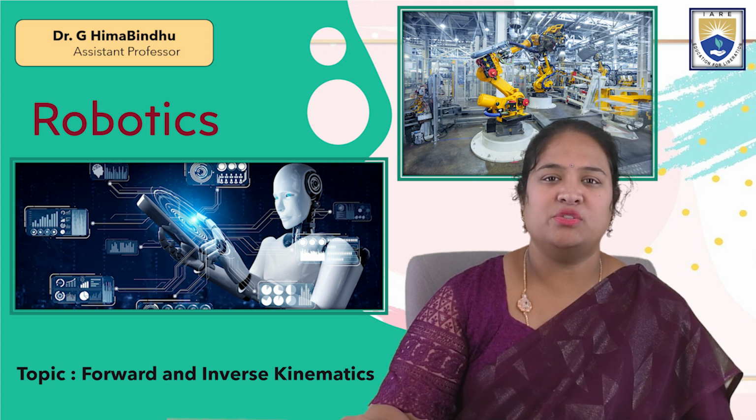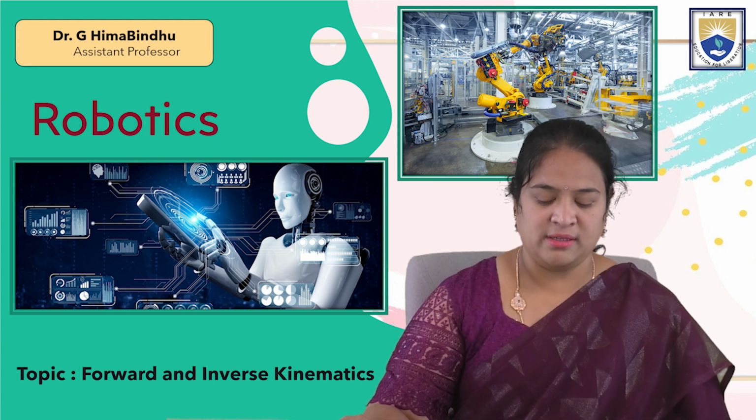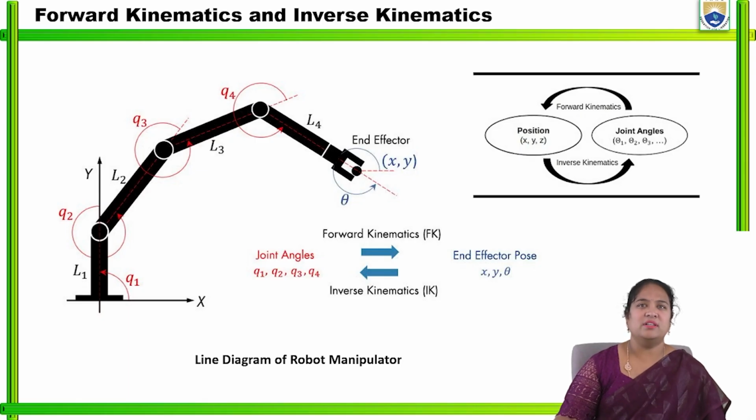Firstly, before we get into what forward and inverse kinematics are and what their use is in robotics, we need to know the term kinematics. What is the use of kinematics? What is the definition of kinematics? Kinematics is a mechanism which deals with the motion of the manipulator of the robot without any form of force, right?